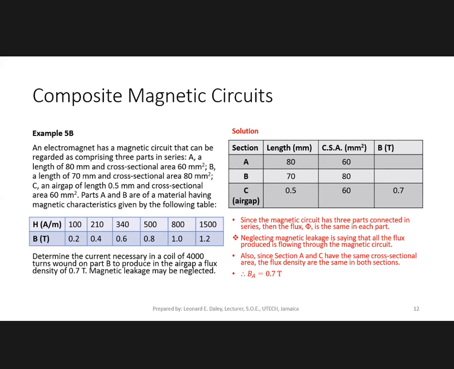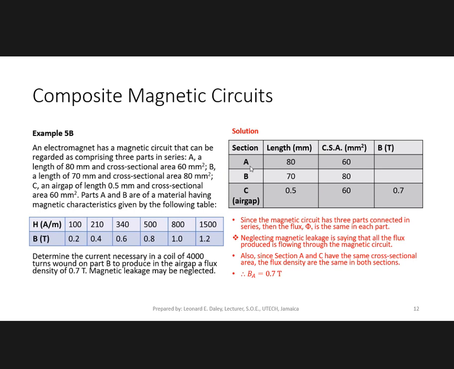All right. So let's get into the second example. I think the first example came from Bird. This one is now from Hughes. It has an electromagnet with a magnetic circuit that can be regarded as comprising three parts in series.